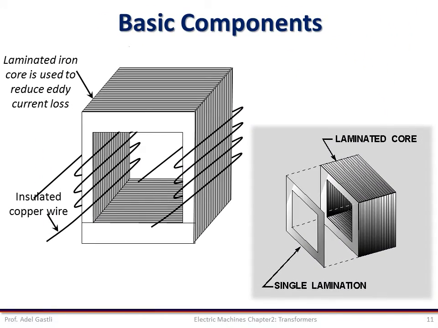Laminated iron core is used to reduce eddy current losses. The insulation film between the laminated iron sheets will create a very high resistive path to the eddy current, which will reduce it.